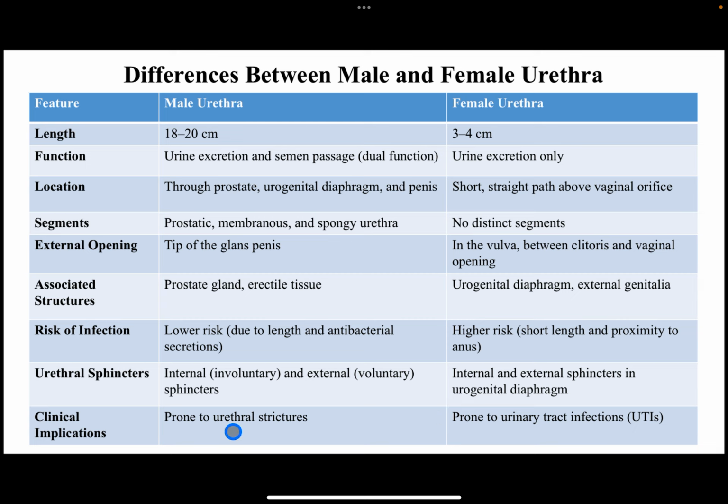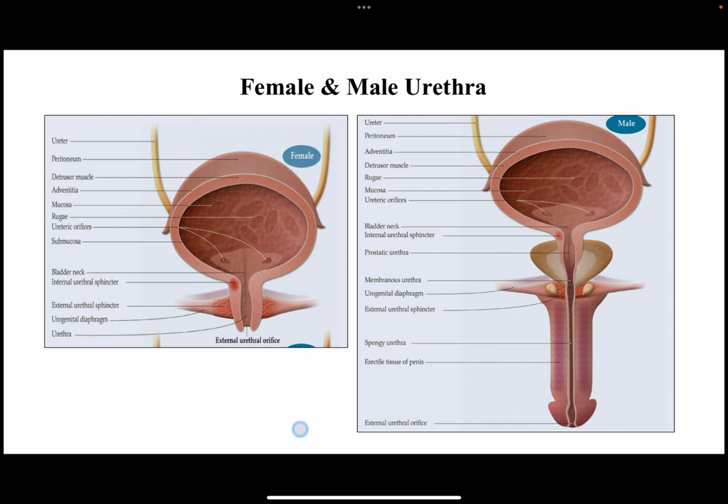Is that okay? The significance is that the male ones are less prone to infection, but because of the length of the male urethra, it is prone to urethral strictures. The female ones are short, so they are rather prone to infections than urethral strictures. So the female urethra is prone to urinary tract infections, whilst male ones are prone to urethral strictures because of the length. Okay, good. So these are the differences.